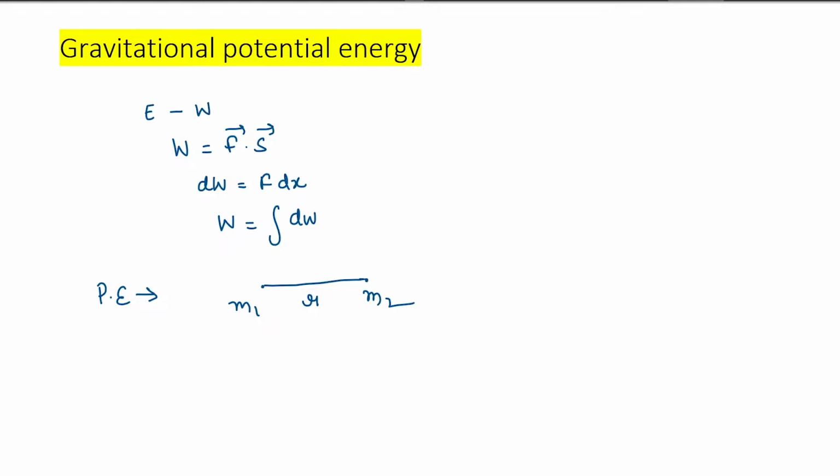For that, we first bring m1 to a particular position A. Since there is no particle present right now, the work done to bring m1 will be 0. Now when you bring the other particle m2, m1 is already present, so m1 will have a field around it. You bring the particle m2 from infinity to this point B, which is at a distance r from A. This work done gets stored in the form of potential energy.